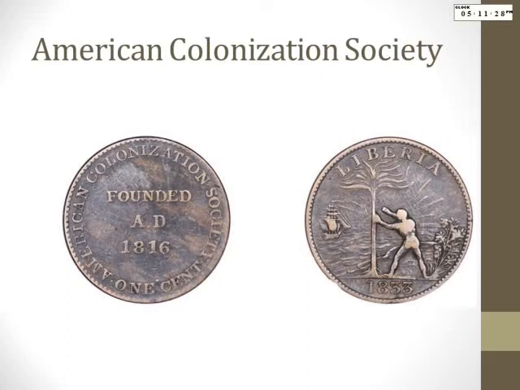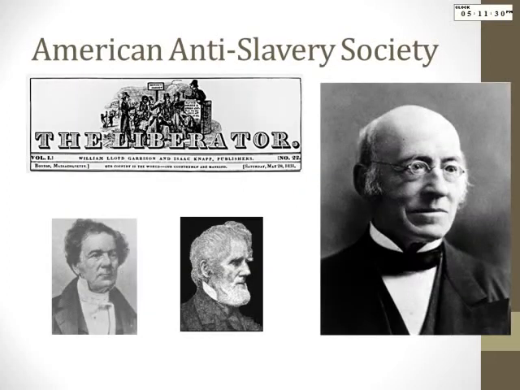As is the American Anti-Slavery Society. You should also know what they stood for. And in particular, the American Anti-Slavery Society is, again, they want immediate abolition.